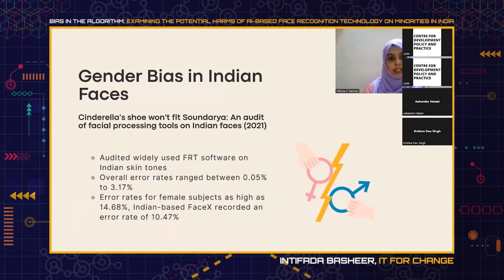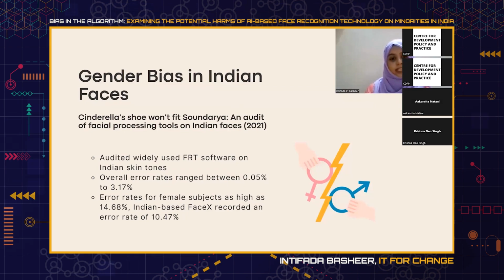When compared to the US, there is a paucity of such FRT studies conducted in India, especially the ones that were tested on Indian faces. However, there's this audit that was published by the Digital Governance Network, which is quite relevant to our discussion here. The audit tested 4 commercially used FRT tools in India, including the ones developed by Amazon, Microsoft, one by a Chinese company called Megvii, and another by an Indian company called FaceX.